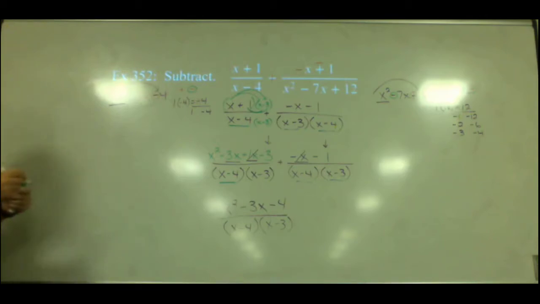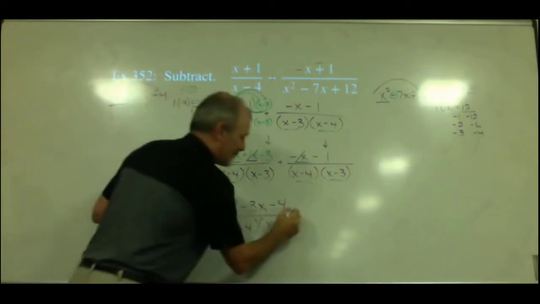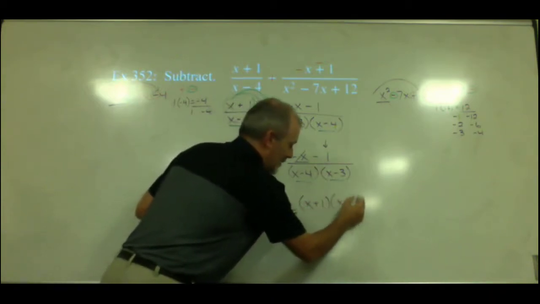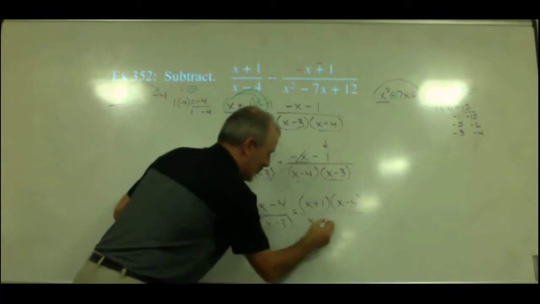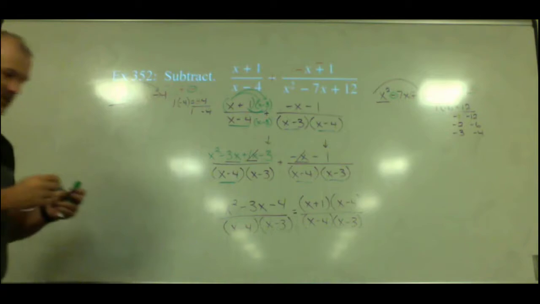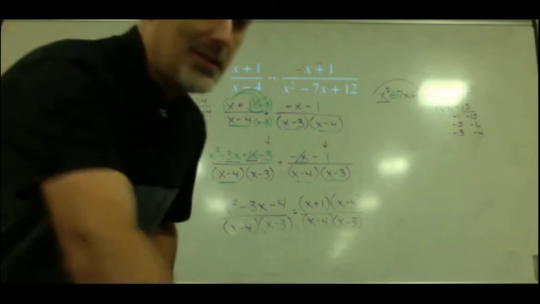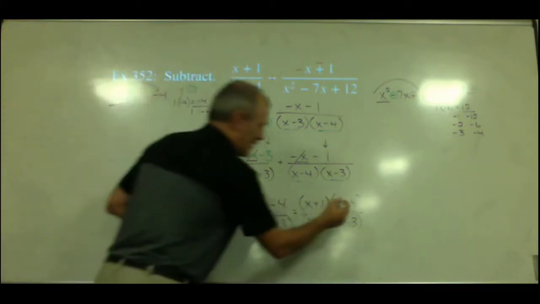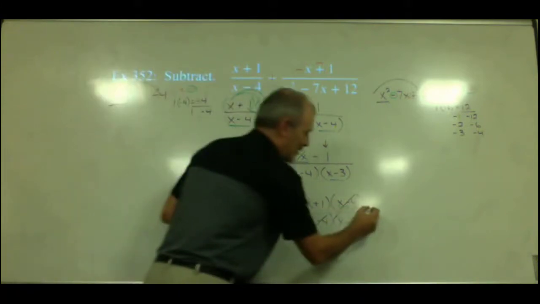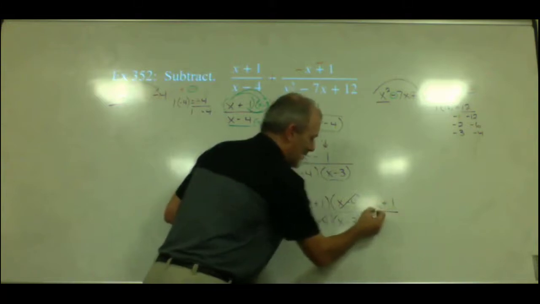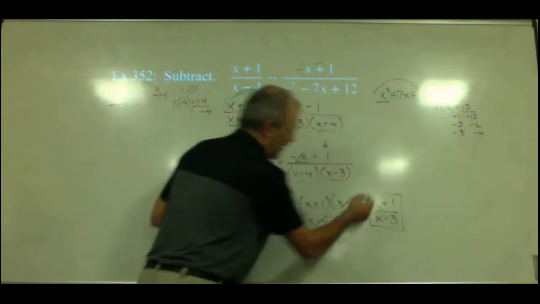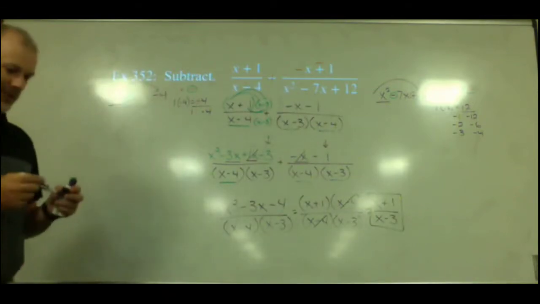So what can we write down as the two factors of the numerator? x plus 1, x minus 4, and then x minus 4, and x minus 3. And so what do we see here? x minus 4, x minus 4. Yeah, these can cancel out because these are identical. And our final answer, x plus 1 on the top, x minus 3 in the denominator. And that would be your answer.